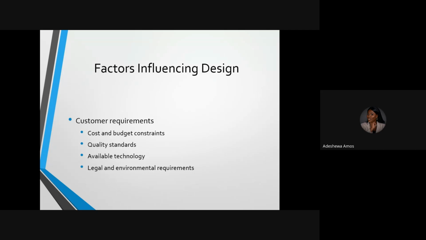Then we have legal and environmental requirements. You might think that, okay, you want your product to be this way, but in the country where you find yourself, they may not accept the way your product is. So you have to design it in a way that will please the country where you are working. A typical example is Japan. For Japan, they have a packaging rule. Whatever product is inside a package should be the same as what is on the package.